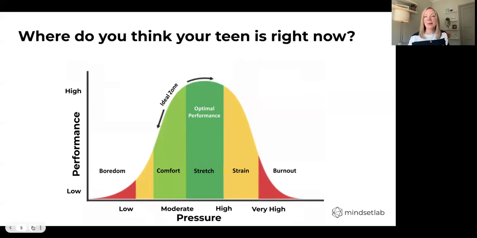And that's why it's helpful as a parent to be aware of. So where do you think your teen is right now? One helpful thing to ask them is just, what do they think? Where do they think they are? Share with them this video, explain to them what this curve looks like, and just ask them, where would you roughly point yourself on this curve today? Where would you plot yourself? And that will give you a really good feel for where they're at.